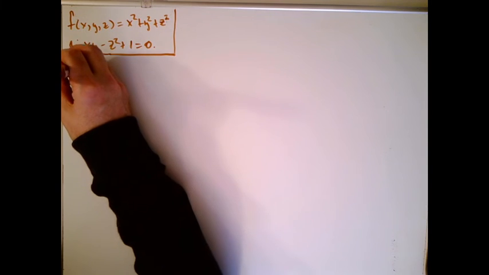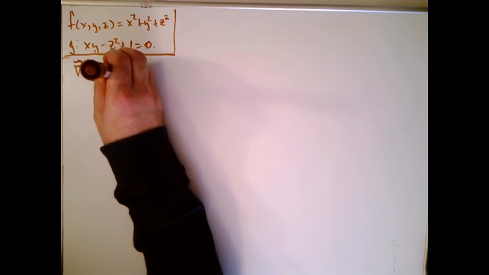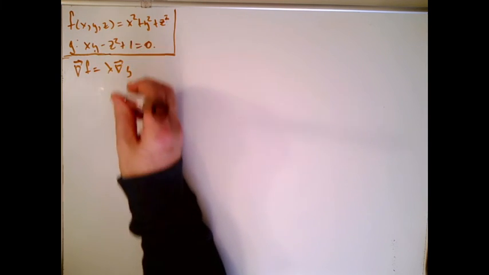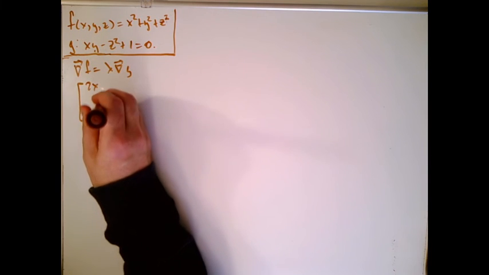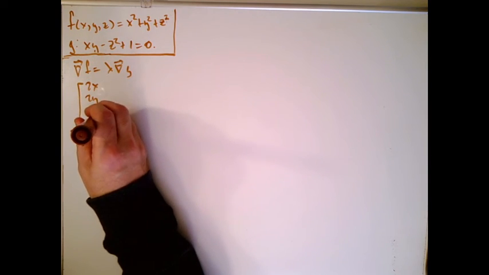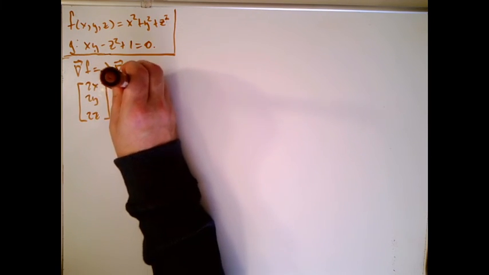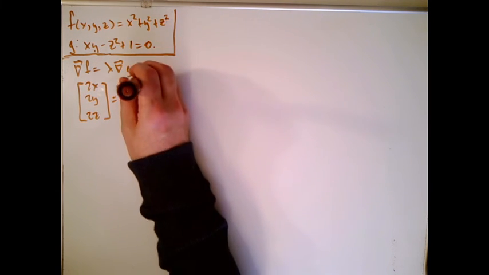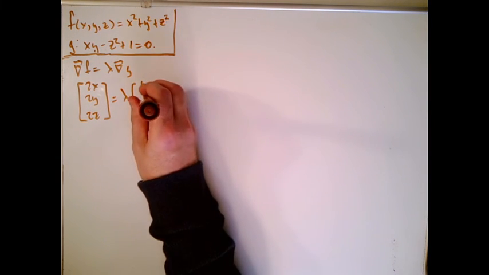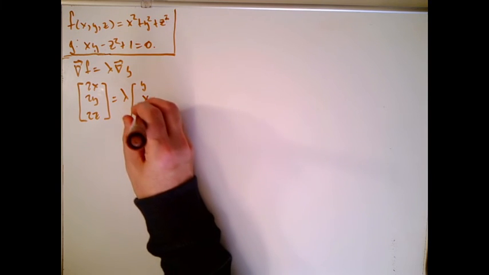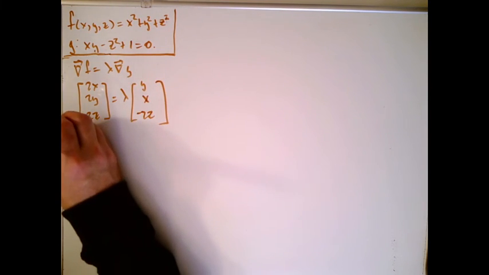We're supposed to write down the gradient of f equals lambda times the gradient of g. We know how to find the gradient of f. It's partial x, that's 2x, partial y, that's 2y, partial z, that's 2z. That's supposed to be equal to lambda. Now let's see, partial with respect to x is y, partial with respect to y is x, partial with respect to z is minus 2z. And then we start writing down all the equations that go along with it.